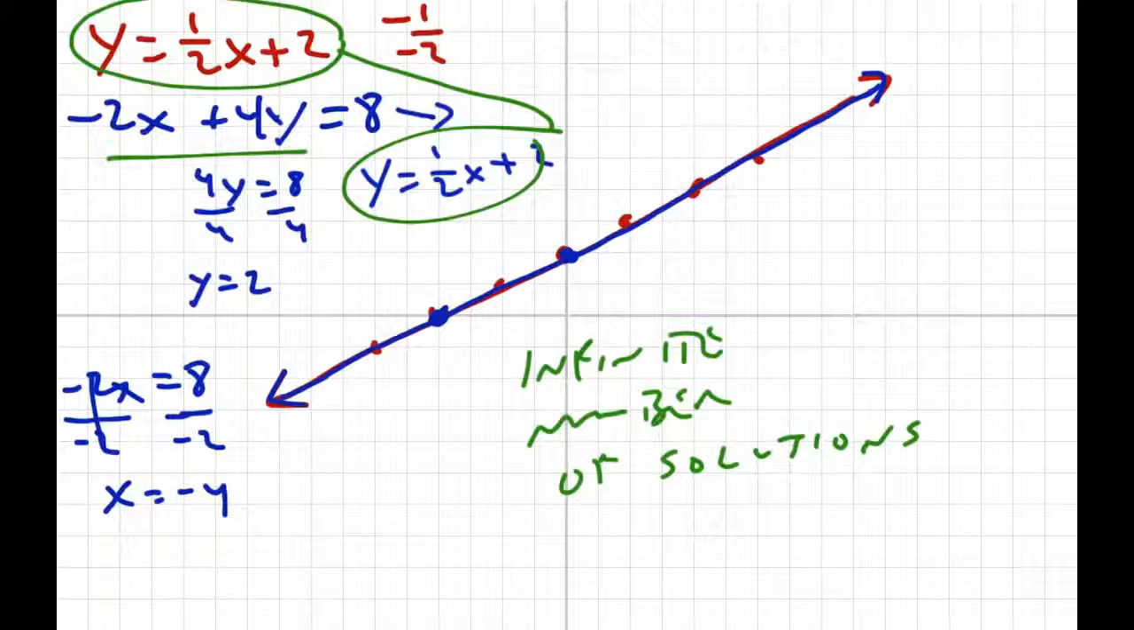Alright, there you go, guys. That is solving systems of equations by graphing. This is our introduction into this topic, and then we'll move from here into solving in a more algebraic way.